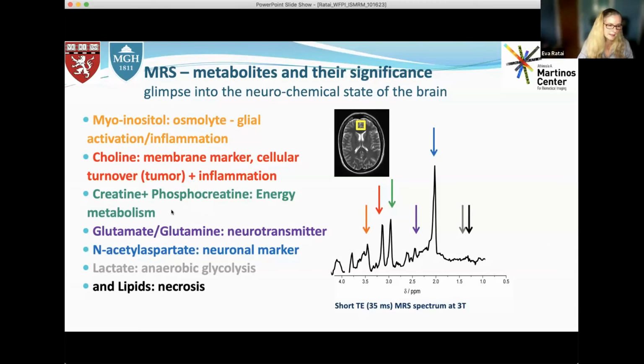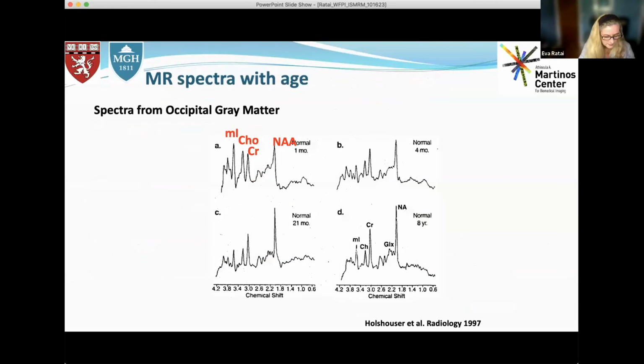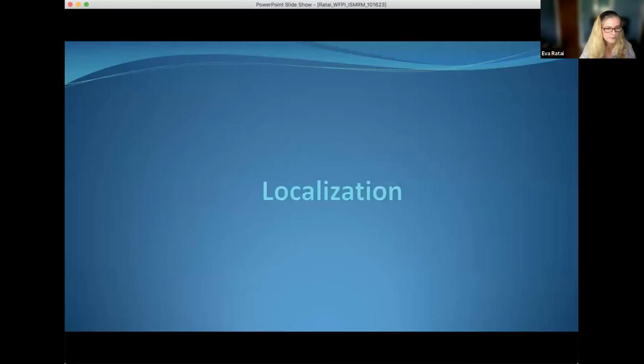And then last but not least, we can also see lipids indicating necrosis. However, if you're dealing with the pediatric population, one thing to be aware of is that the spectrum changes a lot with age. When you're born, your N-acetyl aspartate is very low. And as neurons mature, you can actually see that NAA is increasing with age. And then choline, which is our marker for myelination, actually decreases as neurons start to myelinate. And so it's very complicated sometimes in pediatrics because you myelinate from the front to the back, and you also have to keep in mind how old is the child and where does the spectrum actually come from.